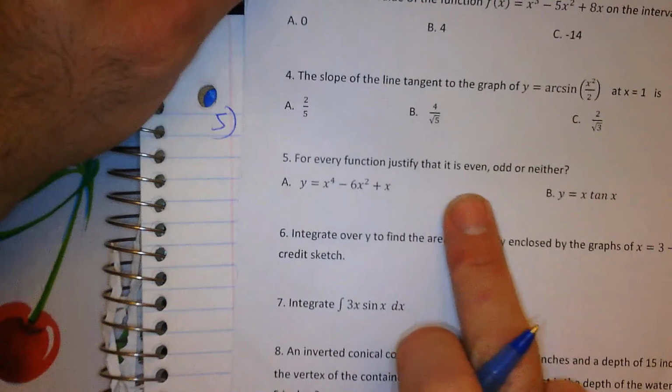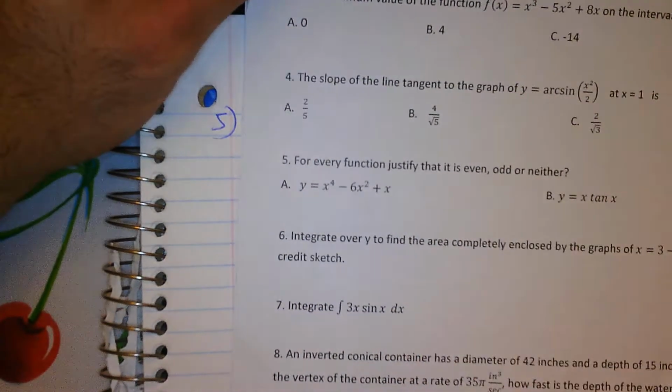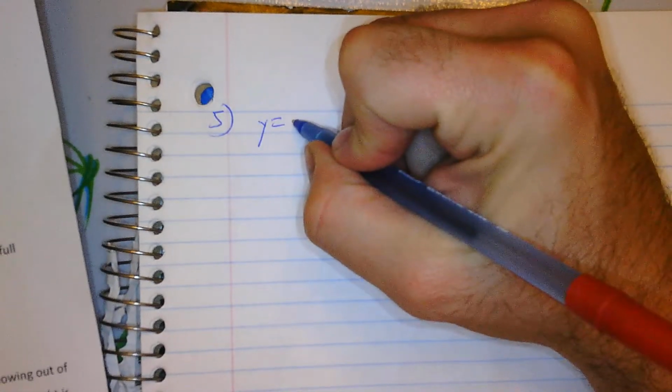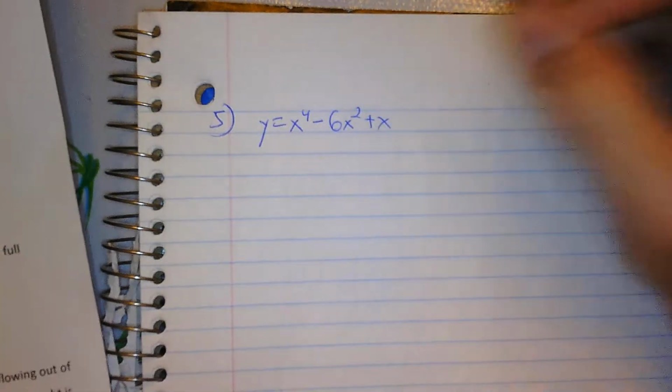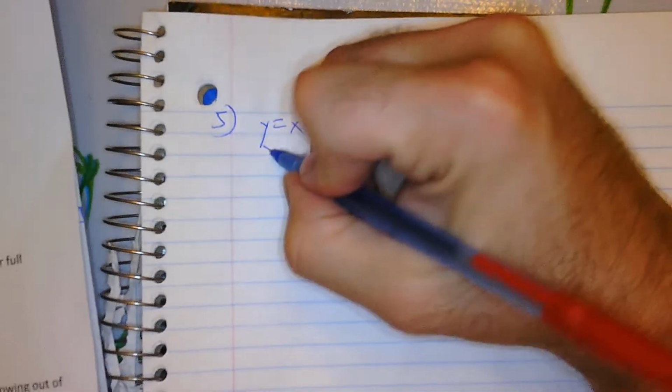We go on to question number 5. Question number 5 says, for every function, justify that it's even, odd, or neither. Okay. Same thing as we did in problem 1. Y is equal to x to the 4th minus 6x squared plus x. How do you test even, odd, or neither? You plug in negative x.